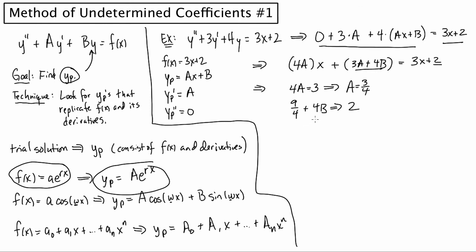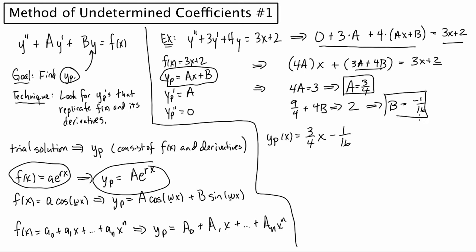So solving for b in this case, in the way that you would expect, would give b equal to -1/16. So that means that my particular solution is 3/4 x minus 1/16. I look back at what my trial solution was, and I've since found the value of a and the value of b. I then plug them back into y sub p, and now I have my inhomogeneous solution.